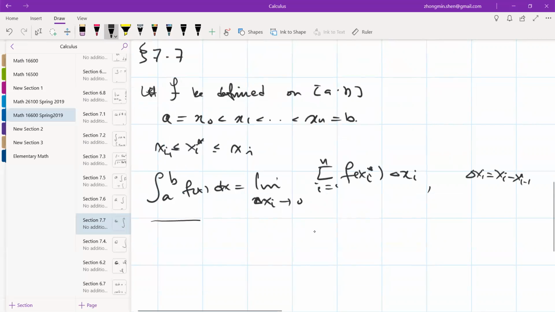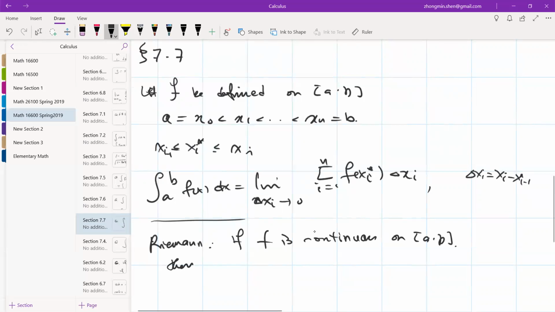But in most cases, you can choose the partitions of equal size. Riemann's work shows that if f is continuous on the interval from A to B, then this integral exists. That means among all those partitions of the subintervals, as long as the size of the subintervals gets smaller and smaller, they approach the same number.